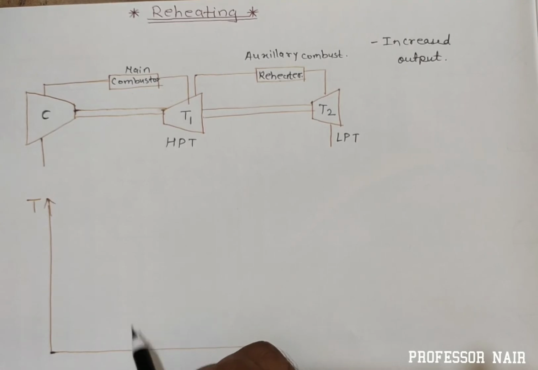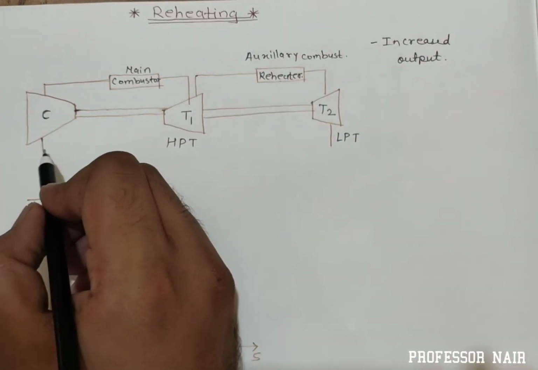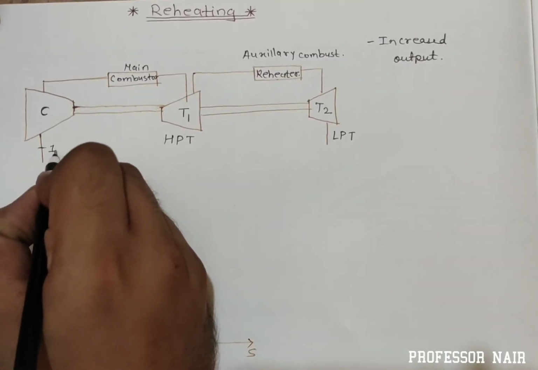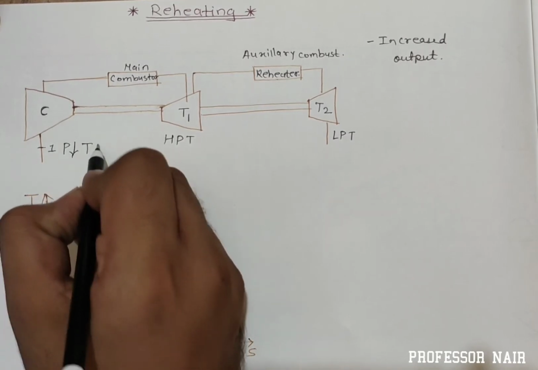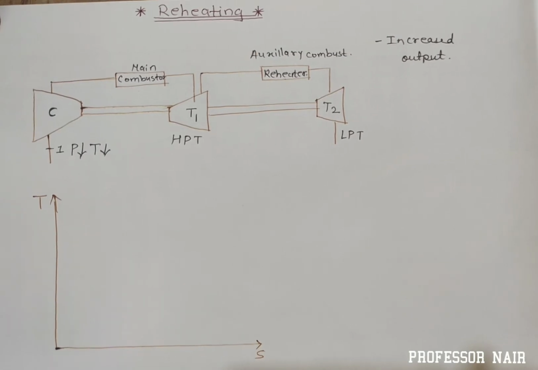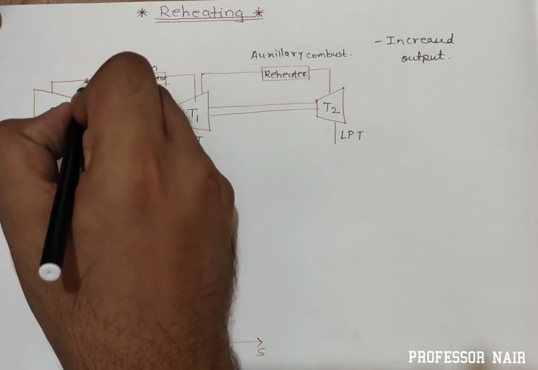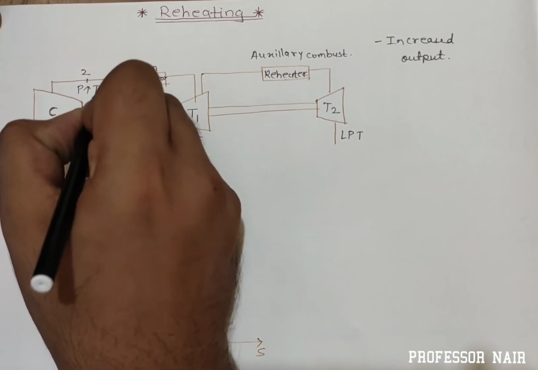So we will start. This is your basic block diagram. Point 1 will have low pressure and low temperature as always. When this low pressure, low temperature air goes inside the compressor, it will get compressed, and point 2 will have high pressure and high temperature.